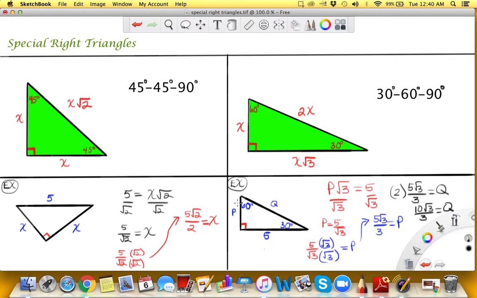So notice, once you find the value of the side across from the 30 degree angle, all you have to do is take that value and multiply it by 2 to find the length of the hypotenuse. So these are our two special right triangles. There's the 45, 45, 90 triangle, and then there's the 30, 60, 90 triangle.